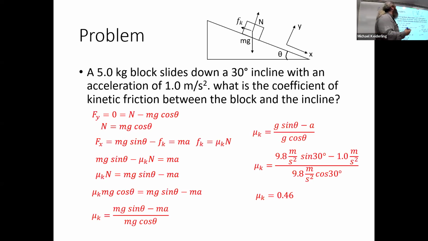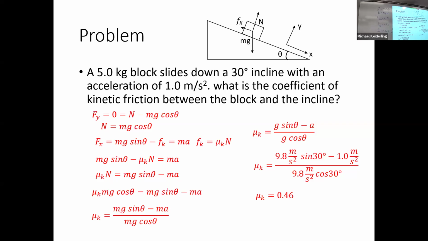So if a 5-kilogram block slides down a 30-degree incline with an acceleration of 1 meter per second squared, what is the coefficient of kinetic friction between the block and the incline? So here, we need to figure out what the friction force is in order to find the coefficient of friction. And to figure that out, we need to know the force in the x direction and the normal force.